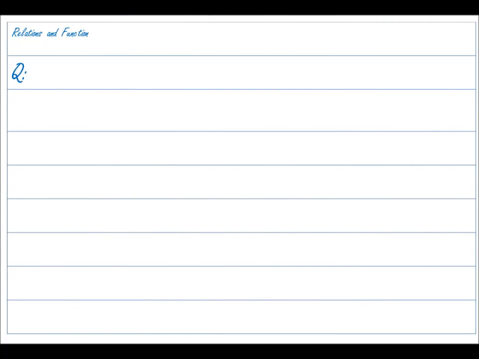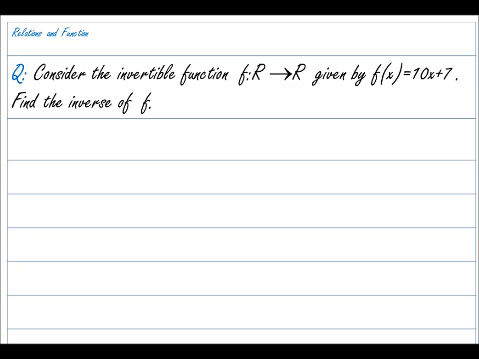And now we shall make use of this theorem to find the inverse of some of the invertible functions. Our first question is, consider the invertible function f from R to R given by f of x is equal to 10x plus 7. Find the inverse of f.